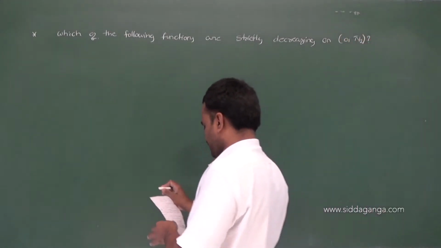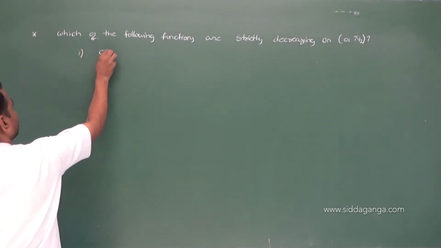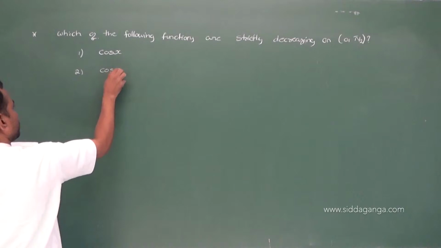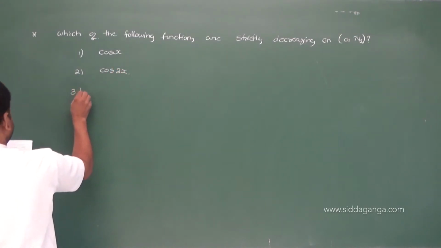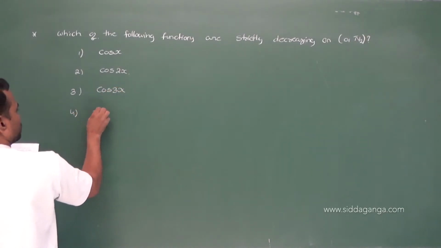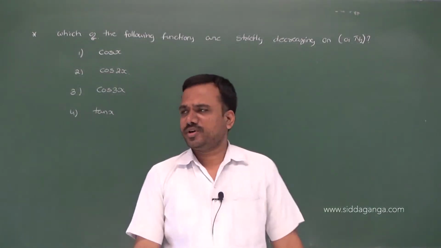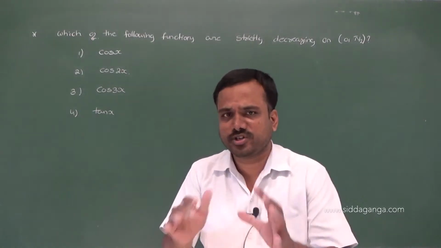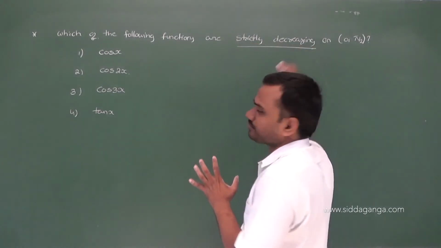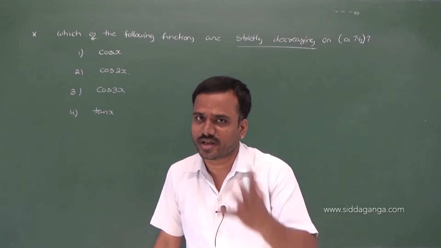He has given 4 functions. I write all the functions. First one, cos x. Second one, cos 2x. Third one, cos 3x. Fourth one, tan x. In the interval 0 to pi by 2, among these 4 functions, which are strictly decreasing? Strictly decreasing means the derivative is negative.